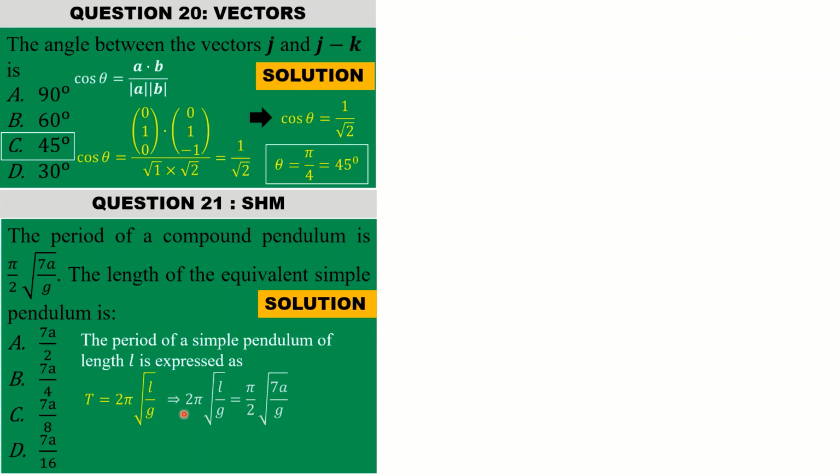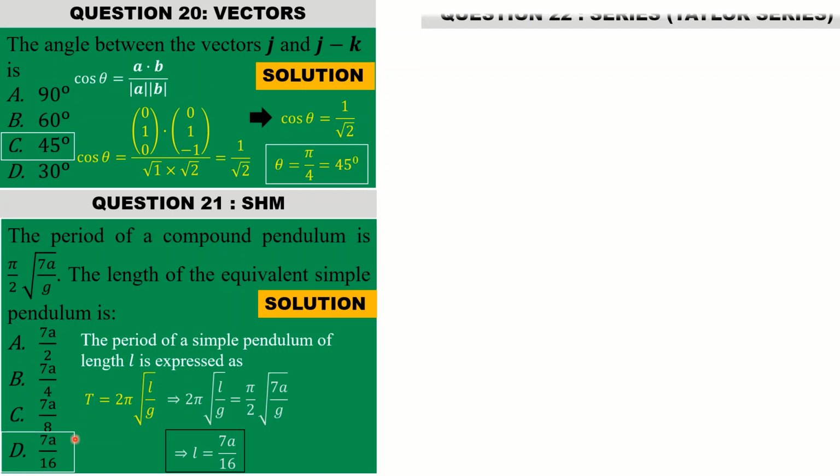If we square both sides, the pi cancels, we multiply by 2 here, we have 4. So we have 4 times root L on g is equal to root 7a on g. We square both sides and we are going to get L as 7a divided by 16. So the correct answer is D.